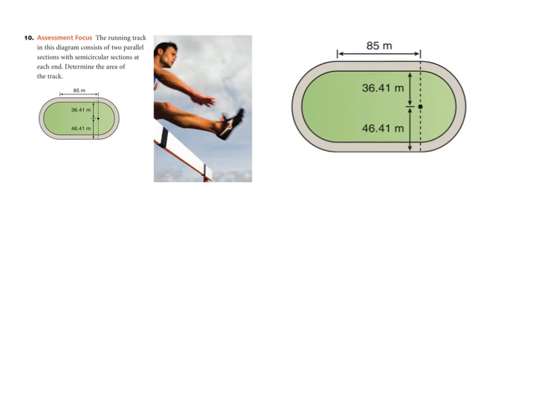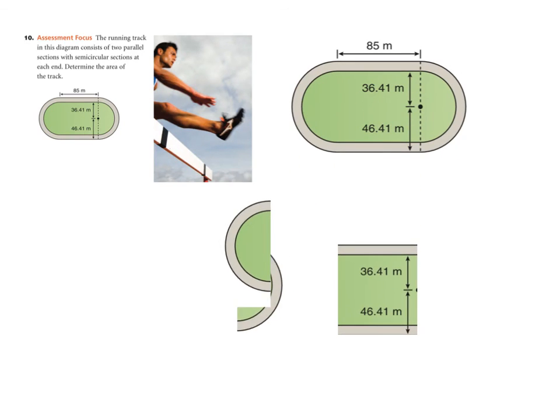All right, number 10. The running track in this diagram consists of 2 parallel sections with semicircular sections at each end. Determine the area of the track. So this is the gray area that we're trying to find the area of, not the green area. Let's take a closer look here. My strategy here is going to be to break this up into rectangles and circles.